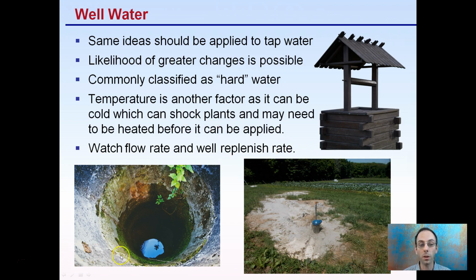And when I say well, typically they're not open wells like this, where you have the bucket on the rope. They're typically drilled, and this is one that was recently drilled in the area here. You can see the sand around it, but they're drilled down, and just be mindful to not run your well dry. Be mindful of the flow rate that it can support, and also the rate it can replenish itself, so that you're able to keep that well as a reliable water source.